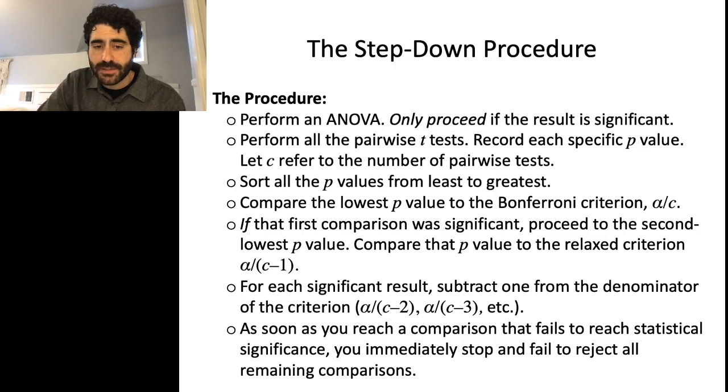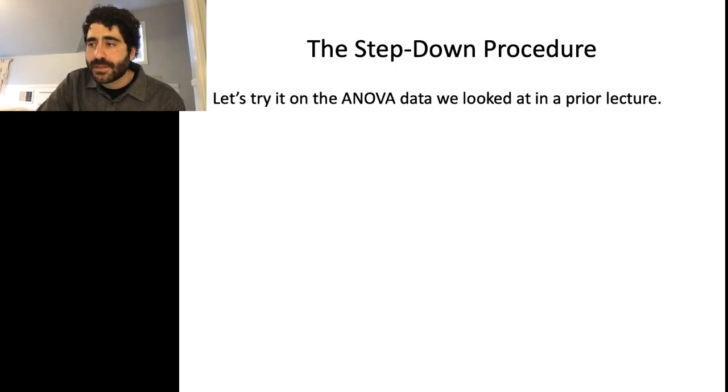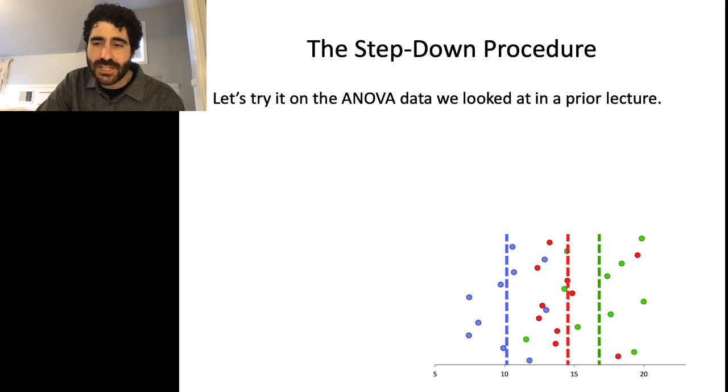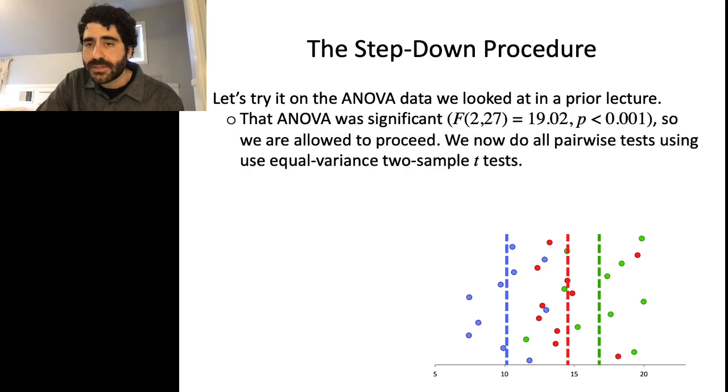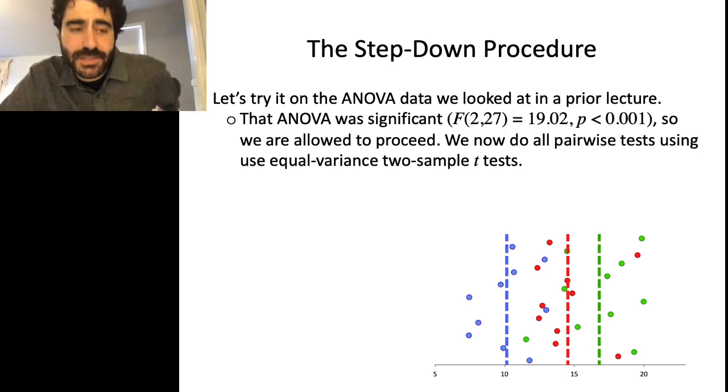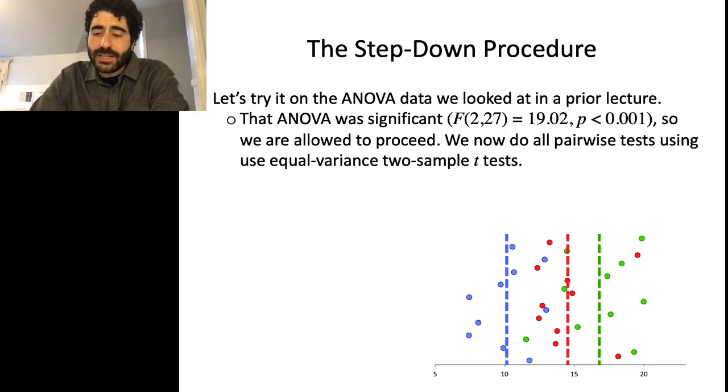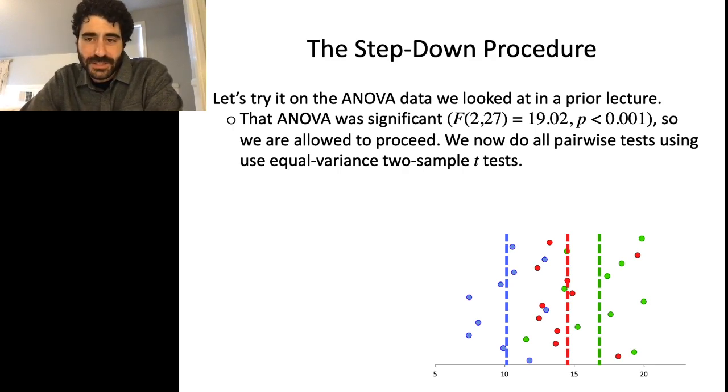Okay, so let's do an example of this. So we're going to pull back up this ANOVA data with the green, red, blue groups. So if you remember, right, the first step of the step-down procedure is running our ANOVA, and we ran the ANOVA on this and got a significant result. So we're allowed to proceed, meaning that there is some relationship between the colors and the means here. And so we're going to start running t-tests. Here we're using equal variance 2-sample t-tests. Again, if the groups have different variances, you could also use a different unequal variance 2-sample t-test.